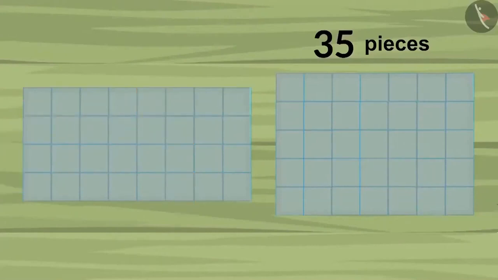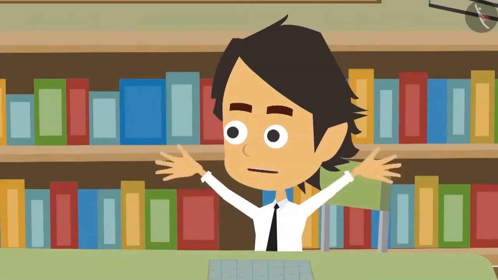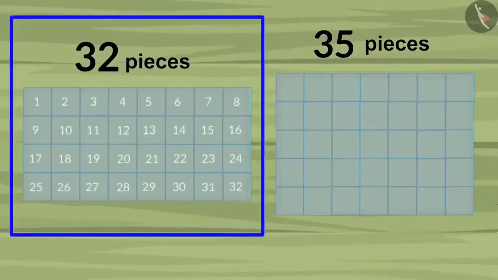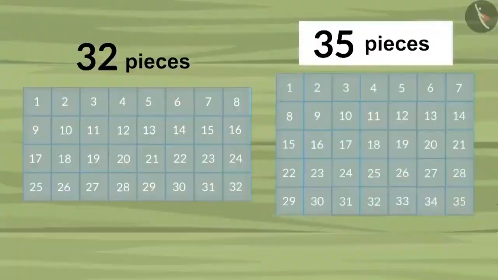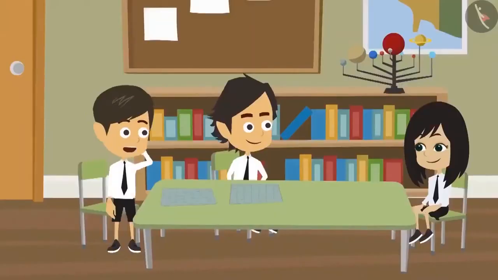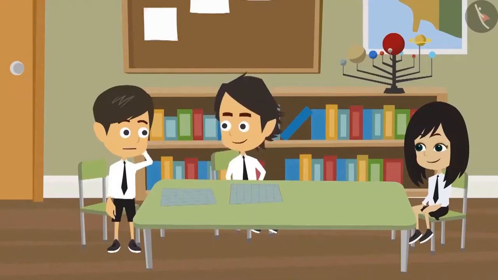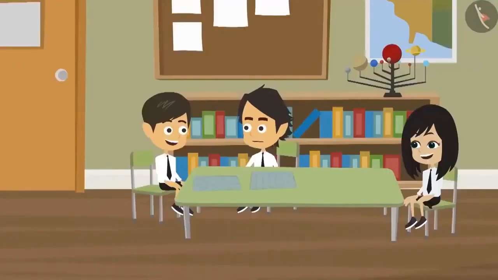Yes, now the pieces are placed correctly. Now you can tell the correct measurement. 32 pieces were required to cover my cardboard, whereas 35 pieces were required to cover Ayushman's cardboard. This means that my cardboard is small. Now, my craft work will be smaller. Hey, Rayansh, don't be disappointed. We will work on the craft together and make the biggest craft work in the whole class.